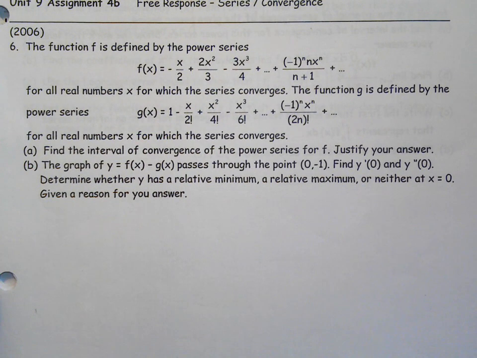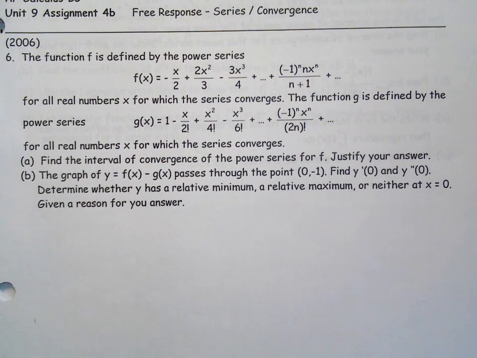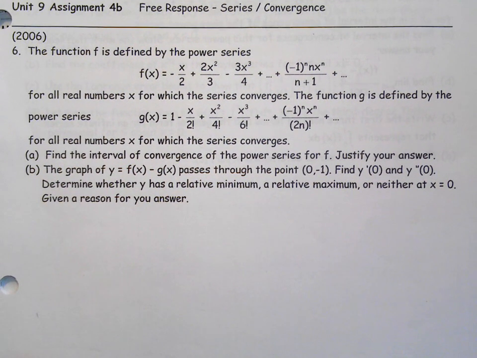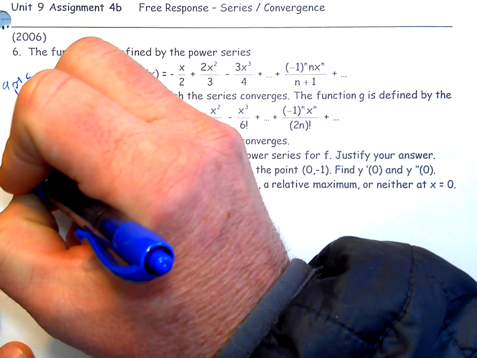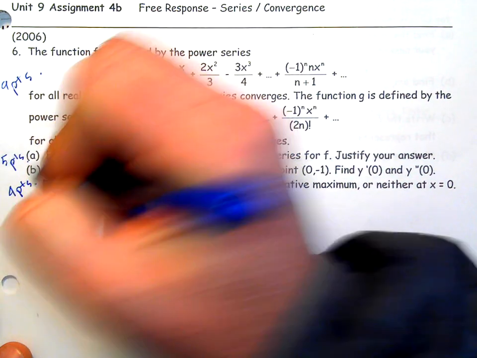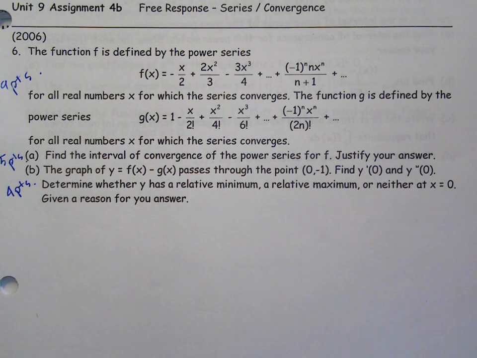So, series questions. Let's take a look at these on assignment 9-4B, and see what we can make sense of and see where the points are. That's one of the good things about free response questions, knowing where the points come from. This is going to be a 9-point question. Part A was 5 points and part B was 4 points. It's from 2006, pretty old, 14 years ago.